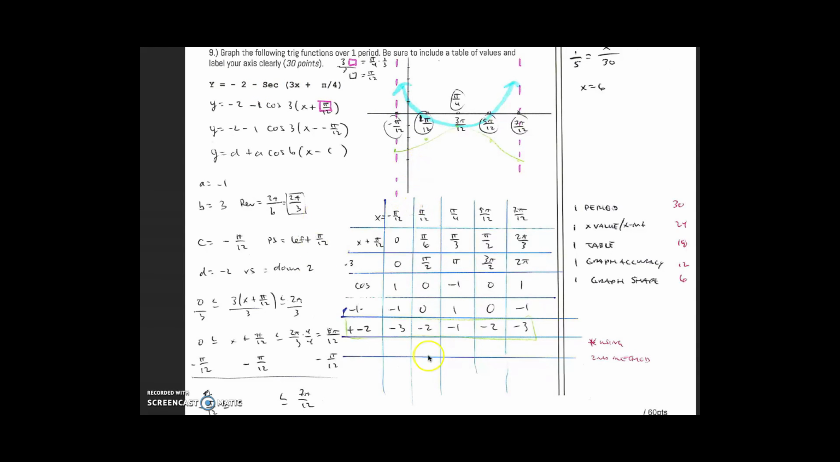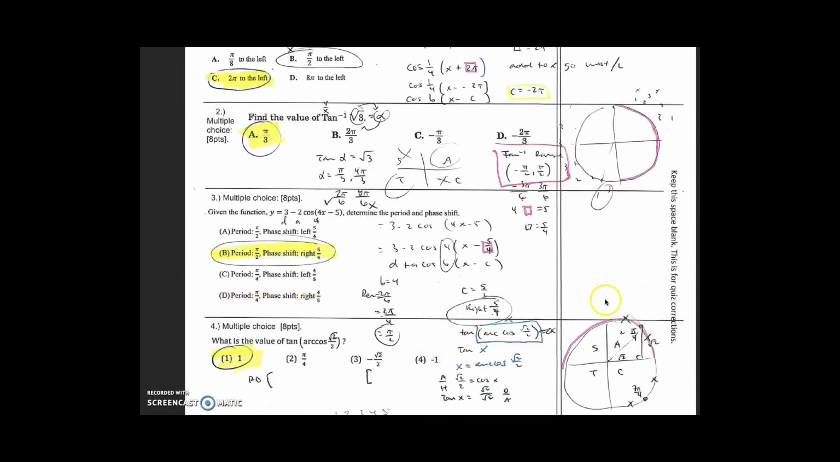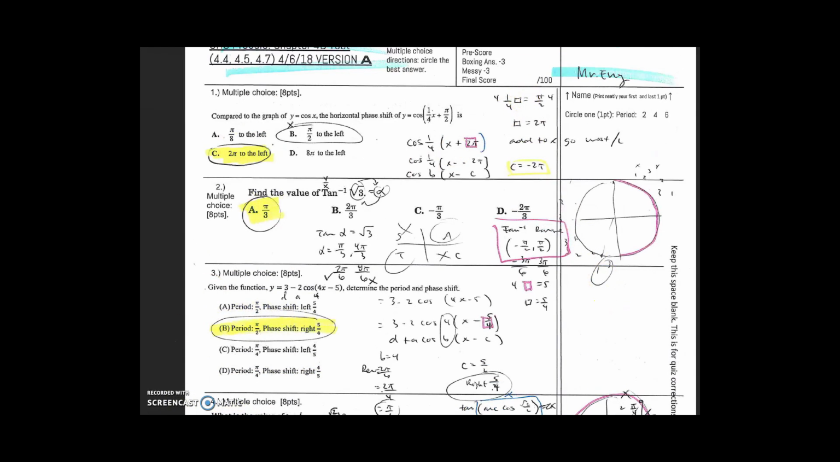For those who took version A on this problem, I'm going to take a look at your graphs electronically because I've scanned all of your tests, and then I'll award points accordingly. Thanks for being patient. This side was 60, and that side was 40, so that was out of 100.